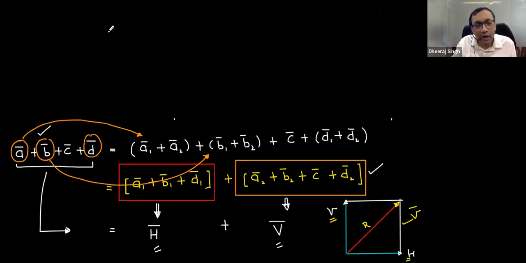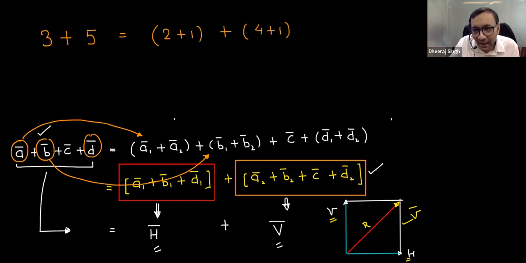It means that when you're adding two or three vectors, breaking the vector first into its components and adding them is easier. But have you ever done it with numbers? Let's say 3 plus 5. Have you ever written 3 as its components, like 2 plus 1, and 5 as 4 plus 1, and then added? Have you ever done such things?